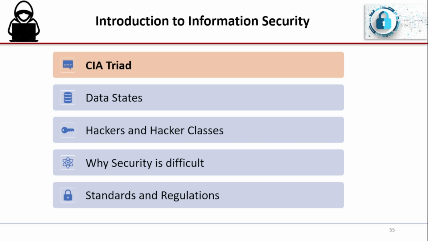Then you will understand which type of hacker you want to become and what path to adopt. And there is why security is difficult. Obviously, we'll tell you why not everyone is an information security engineer. At last we'll discuss standards and regulations. For example, if you want to work in the US, what are the information security standards there? If you want to work in the health industry, there are information security standards in the health industry as well. We will discuss this in our next lecture.